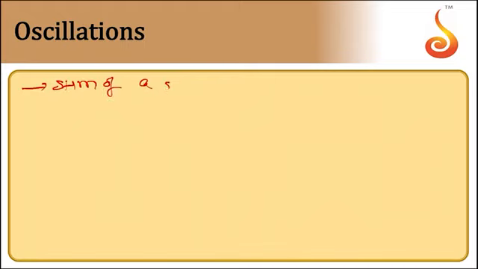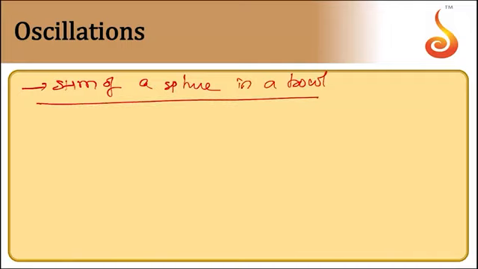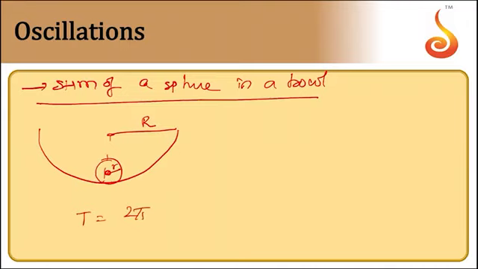SHM of a sphere in a bowl. Just assume this case, this bowl is of radius R and this sphere is of radius a small r. The time period of oscillation is given by 2 pi root R minus r divided by g.